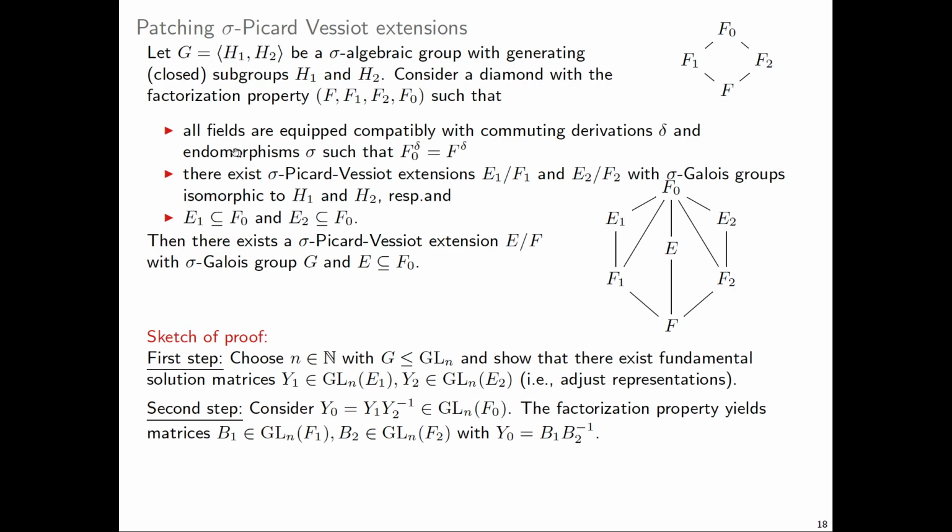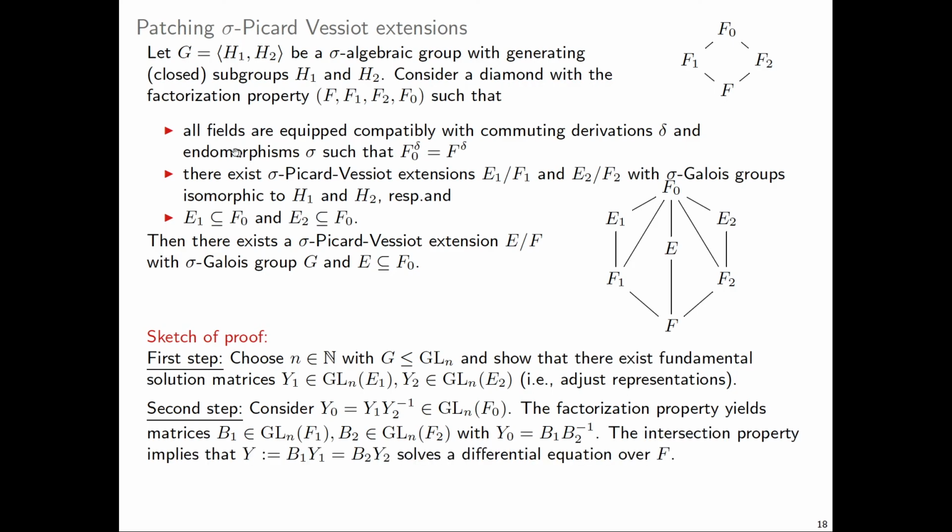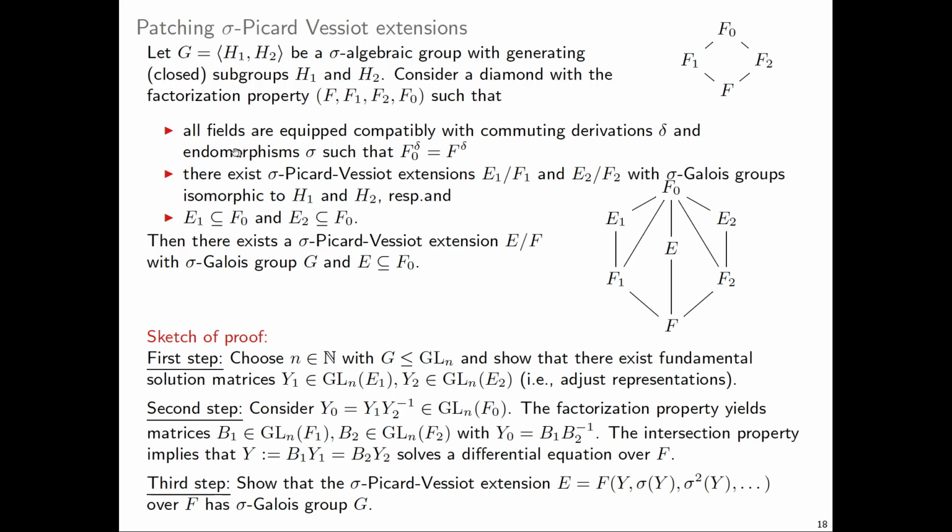So we can multiply them there, and then factorize them to get B1 and B2 over F1 and F2, and then B1 Y1 is the same as B2 Y2. That's the same matrix. And this matrix solves the differential equation over our base field F. That's easy to see by the intersection property. So we can adjoin this matrix Y and also the images under sigma and higher powers of sigma, obtain a sigma Picard-Vessier extension, because that's contained in F naught, and F naught didn't have new constants.